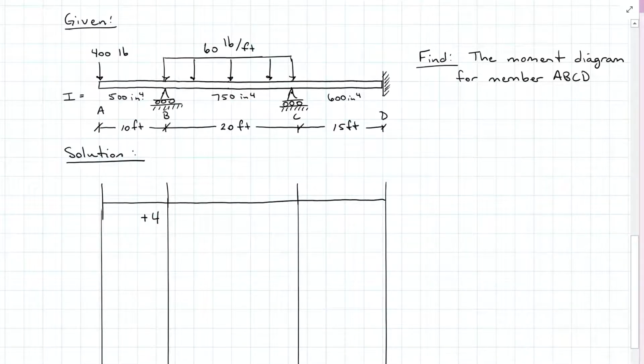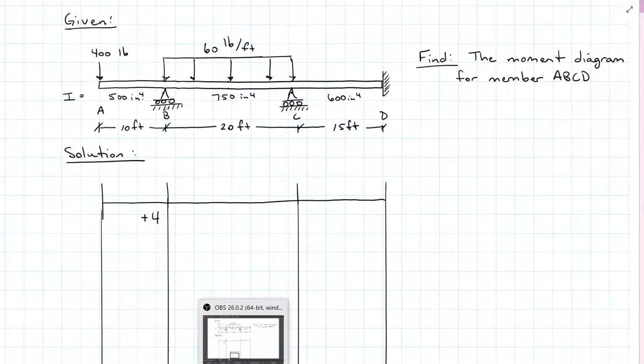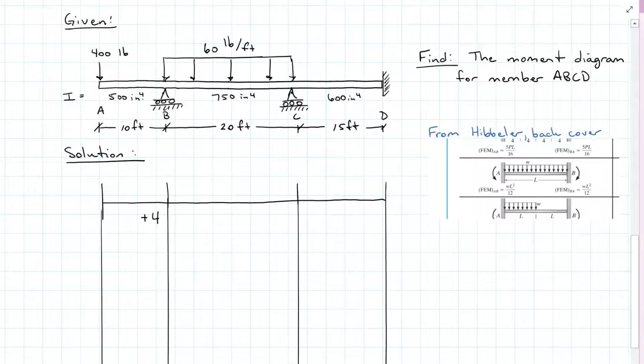Now we move to section BC. I have an evenly distributed load. So going to my fixed end moments, I see here when I have fixed ends at either end and my evenly distributed load across the whole thing, my fixed end moments is WL squared over 12. So WL squared over 12 is going to be my distributed load 60 times the length 20 feet squared over 12, and that is going to be 2,000 pound-feet for either side. So that's going to be 2 kip feet. Minus 2 on the left side, and it's clockwise on the right side, plus 2.